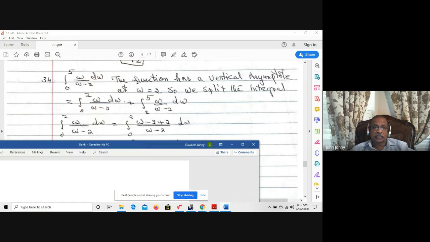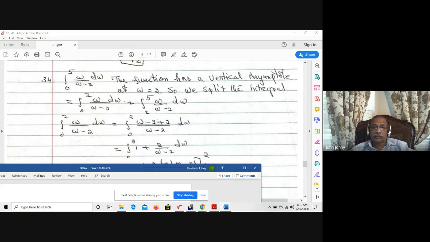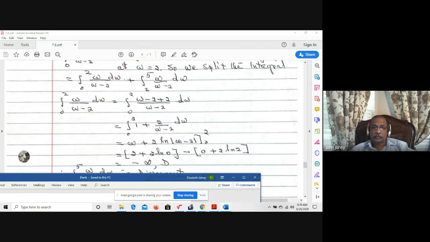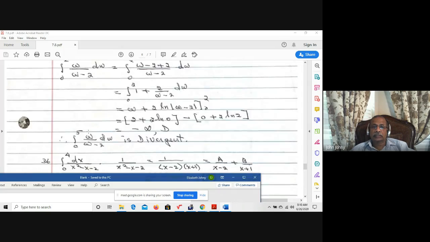You add and subtract a 2 at the top. So it becomes the integral of (w minus 2) over (w minus 2), which is 1, plus 2 over (w minus 2), dw, and that is w plus 2 times natural log of the absolute value of (w minus 2). When you substitute 2 there, you get 2 plus 2 times natural log 0. Natural log 0 is negative infinity, and so the answer is negative infinity. One branch diverges, so the whole thing is divergent.